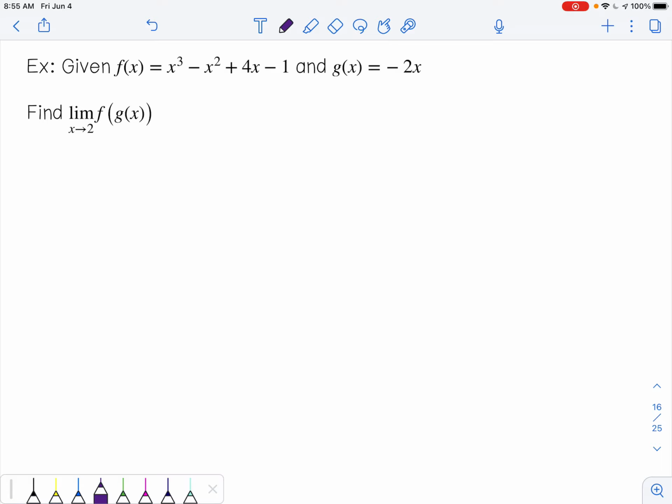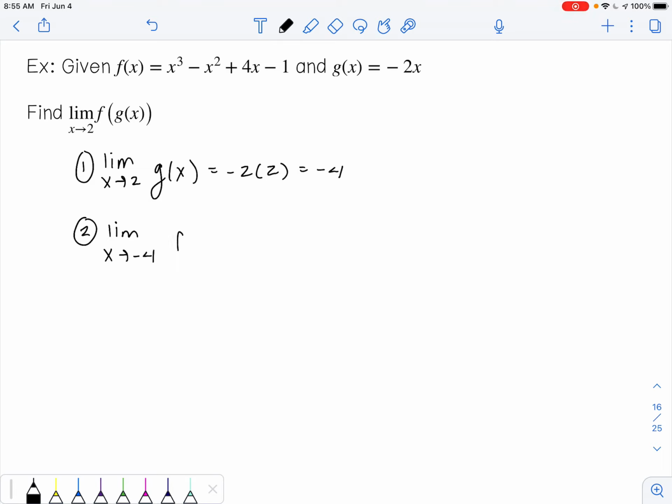So given we have this cubic function for f of x and that g of x is the linear function negative 2x, we want to find the limit as x approaches 2 of f of g of x. So the first thing we're going to do is take the limit of the inside. So we're going to take the limit as x approaches 2 of g of x. Now, because g of x is a continuous function, we don't have to worry about the left and the right so much. So we're just going to say, well, that's negative 2 times 2, so we're going to get negative 4.